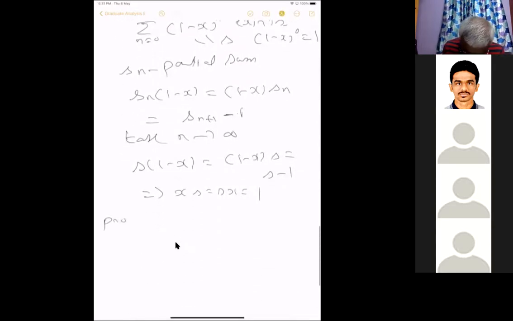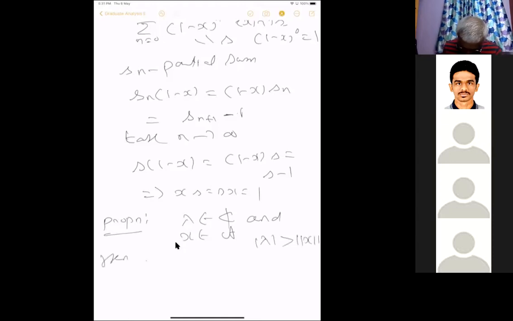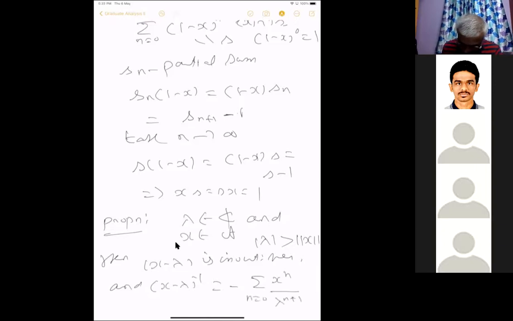The next proposition: you take lambda in C and x in A, and mod lambda is greater than norm x. Then x minus lambda is invertible. As you can see, this has something to do with the spectrum and other things, so that's why we are considering this. x minus lambda is invertible, and x minus lambda inverse equal to minus the sum of x power n over lambda power n plus 1, n equal to 0 to infinity.